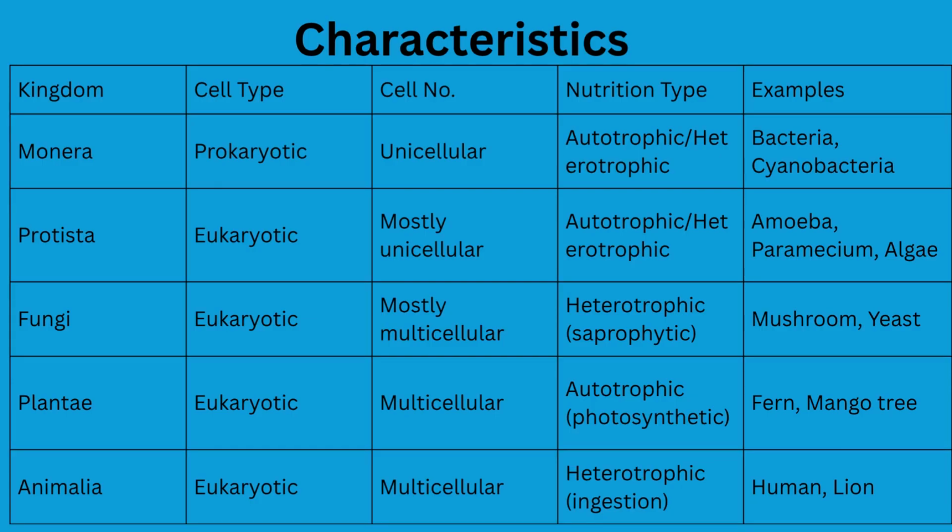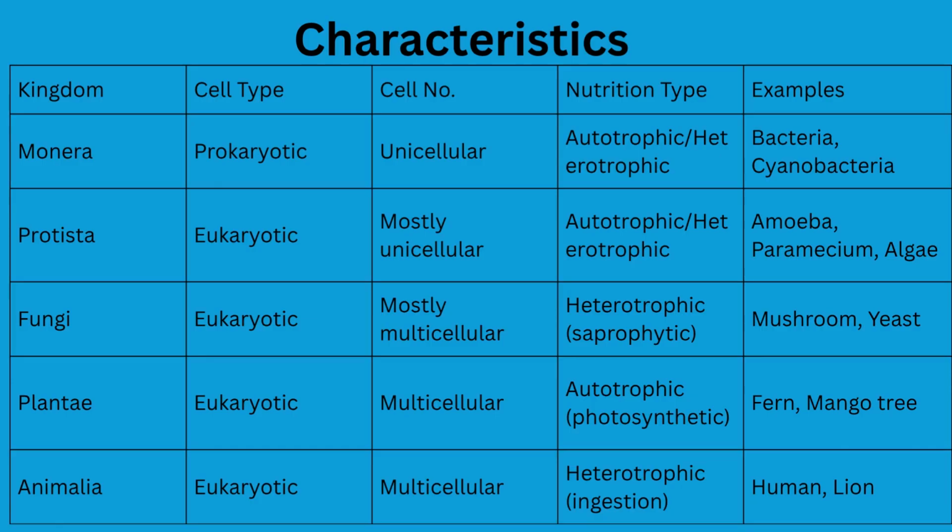amoeba, paramecium, or algae. In kingdom Fungi, mostly the organisms are multicellular, eukaryotic, and they have a different mode of nutrition, which is called the absorptive mode of nutrition, and the organisms are called saprophytic. Saprophytes or saprotrophs means they absorb food by decomposing dead organisms. For example, mushrooms and yeast.